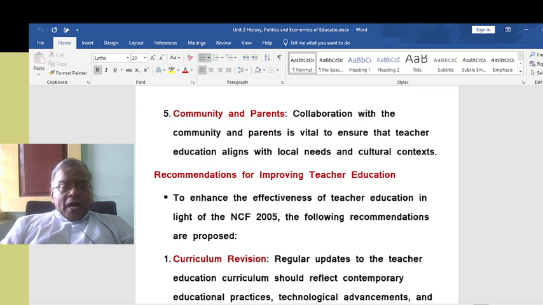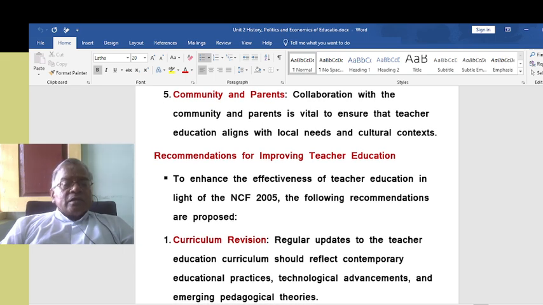Then community and parents. Collaboration with the community and parents is vital to ensure that teacher education aligns with the local needs and cultural context. Now let us talk about the recommendations for improving teacher education according to this commission. To enhance the effectiveness of teacher education in the light of NCF 2005, the following recommendations are proposed.